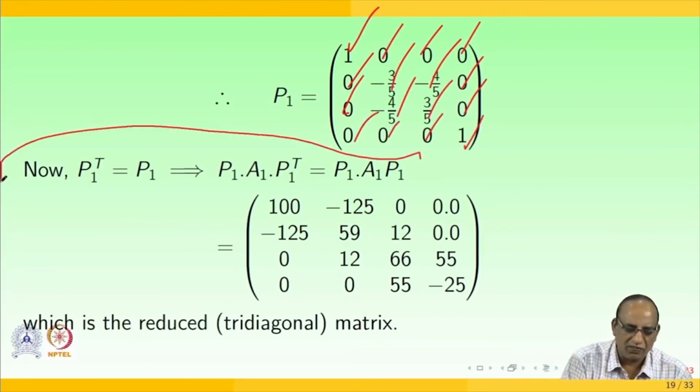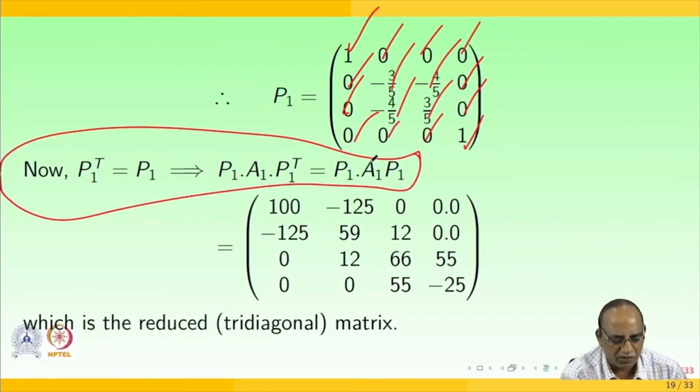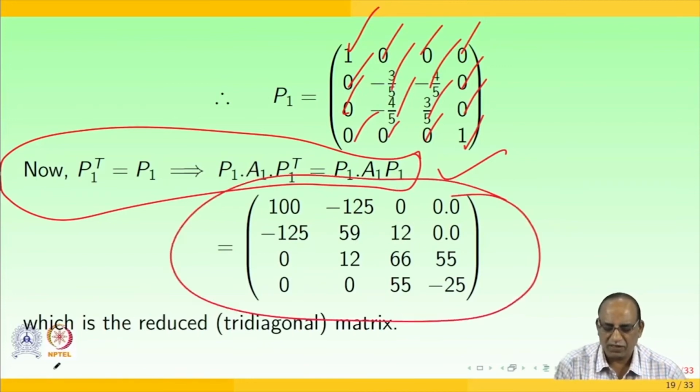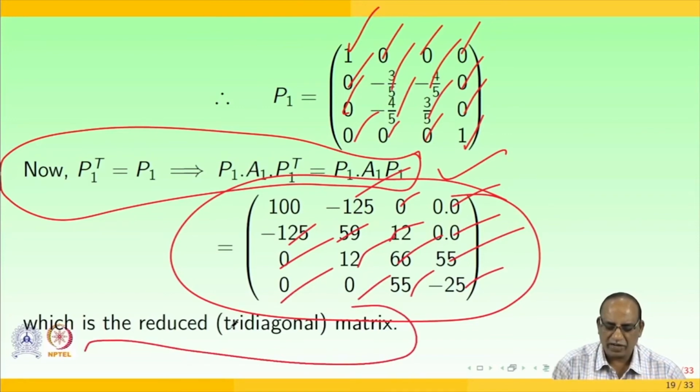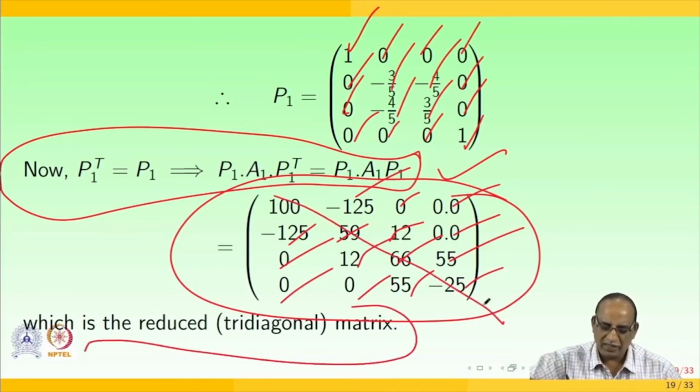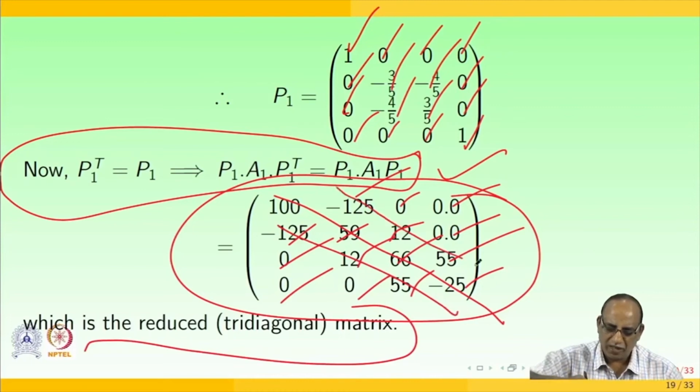So you get a matrix of this form, that is P1 transpose A1 P1, and ultimately you get a matrix of this form: 100, minus 125, 0, 0, minus 125, 59, 12, 0, 0, 12, 66, 55, 0, 0, 55, 25, which is a reduced triangular matrix. You see here, this is the main diagonal, this is the sub diagonal, this is the super diagonal, and the rest are all zeros. Therefore it matches very well with the tri-diagonal form we wanted to have.